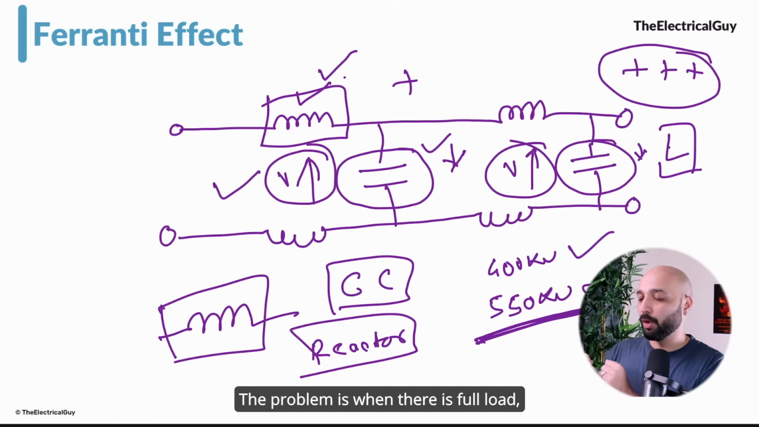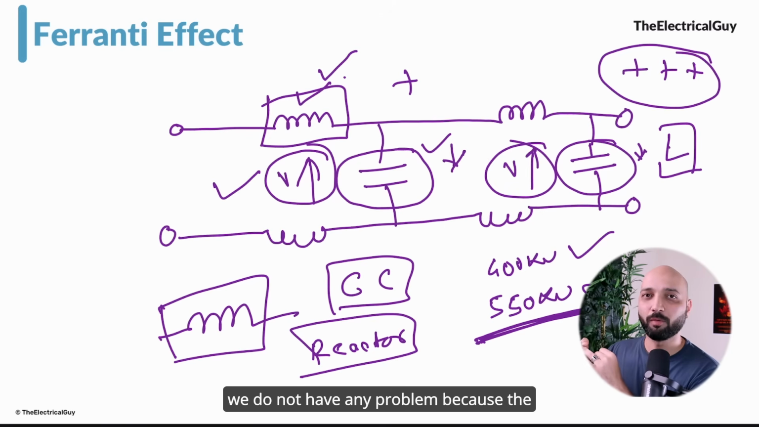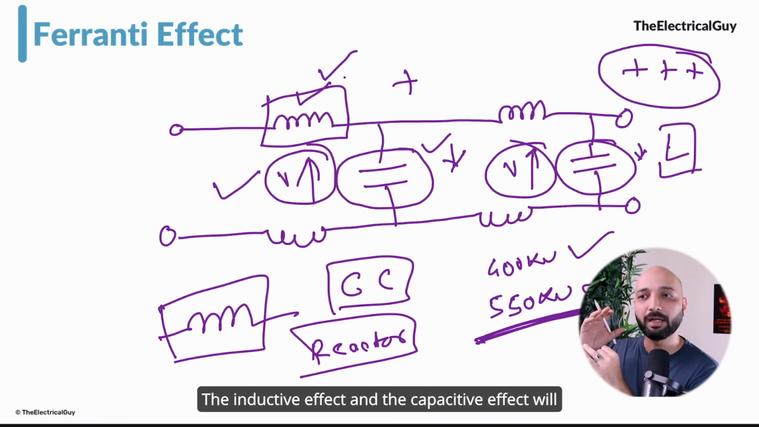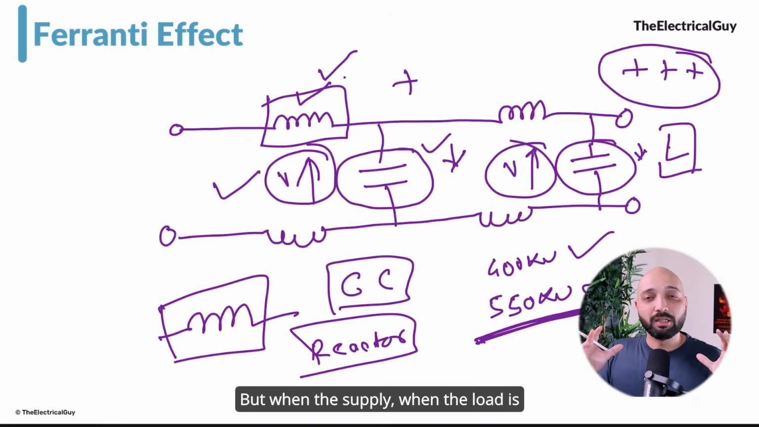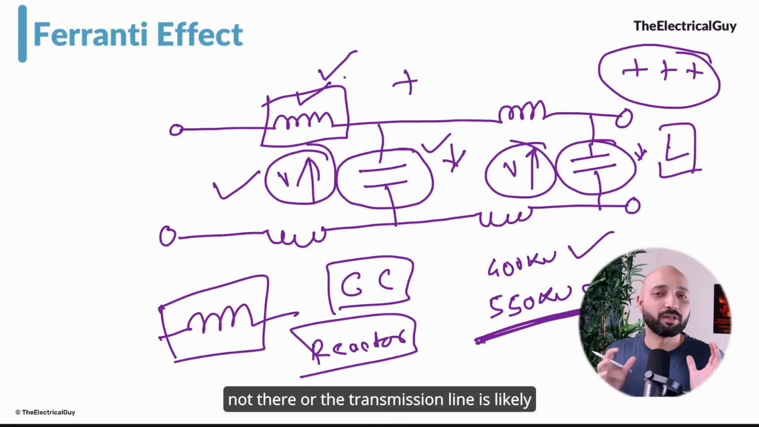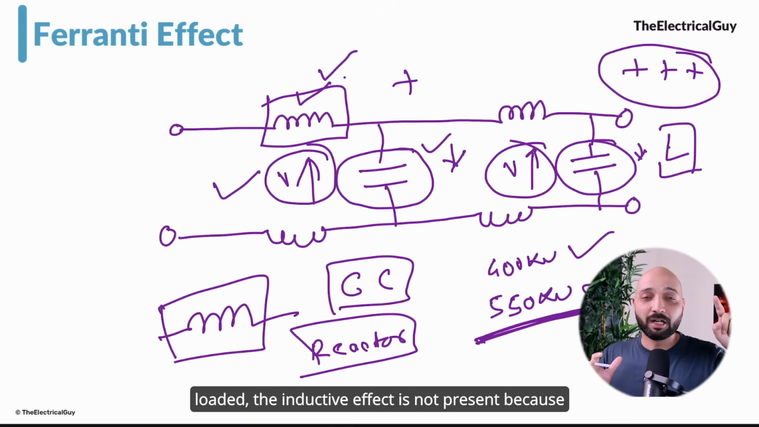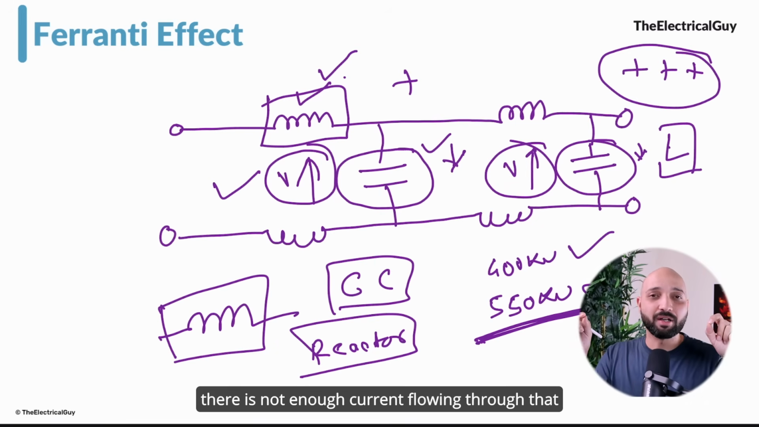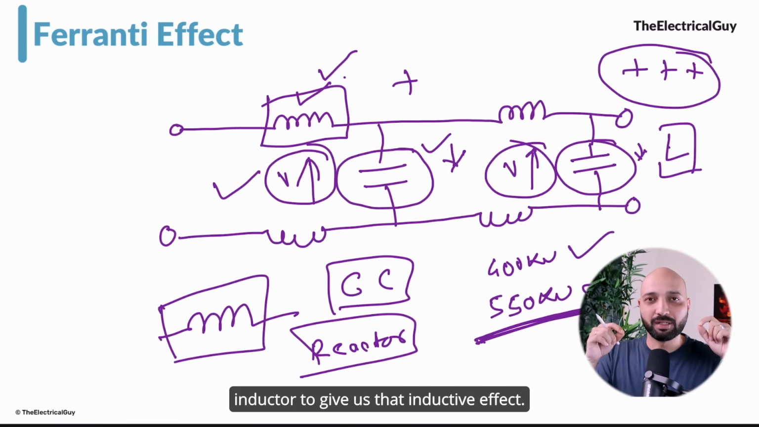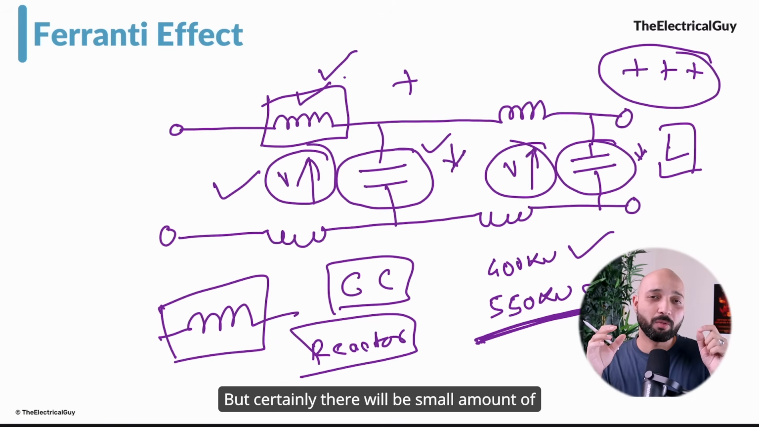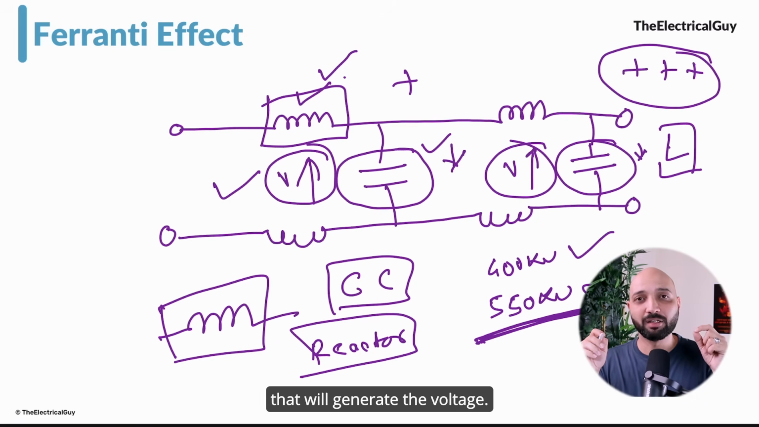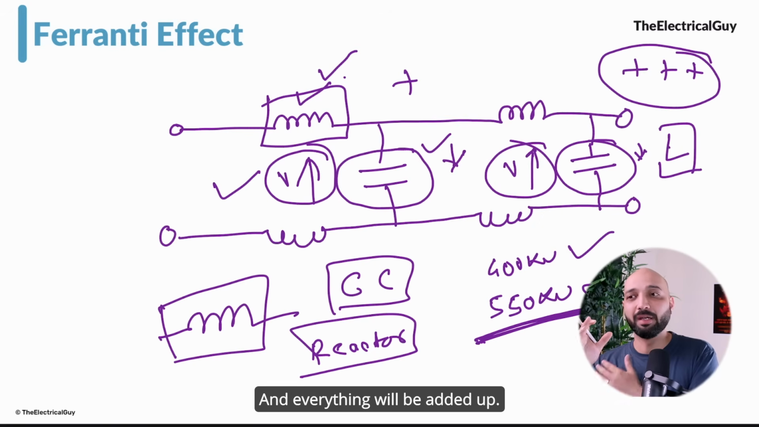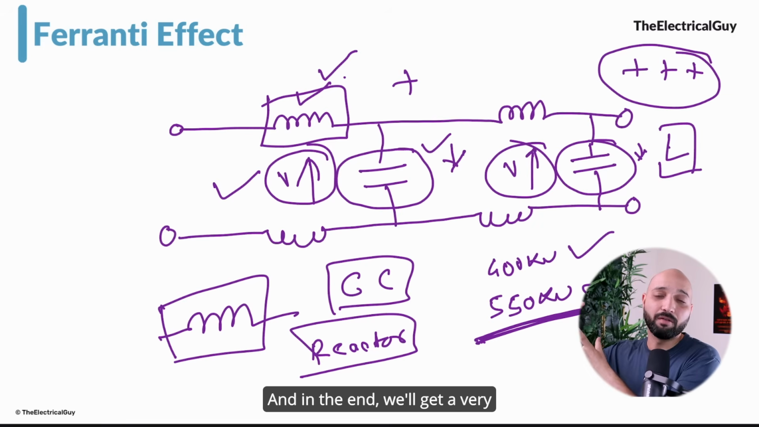The problem is, when there is full load, we do not have any problem because current will flow in the system and the inductive effect and the capacitive effect will cancel each other out, so we receive a similar voltage. But when the load is not there or the transmission line is lightly loaded, the inductive effect is not present because there is not enough current flowing through that inductor to give us that inductive effect. But certainly a small amount of current will flow through the capacitance, and that will generate voltage, and everything will be added up, and in the end we will get a very high voltage at the receiving end.